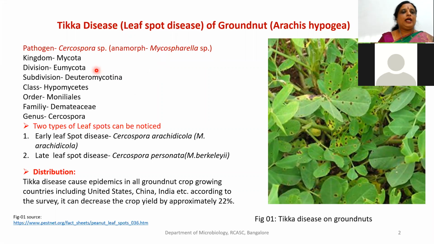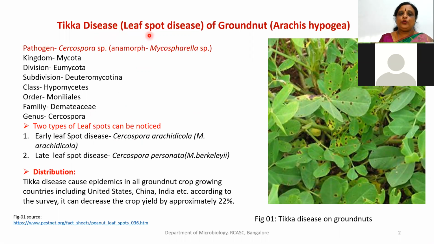So this Cercospora has been placed under the division Eumycota because they are true fungi, subdivision Deuteromycotina because they are imperfect fungi. Imperfect fungi in the sense they lack a perfect stage, that is, sexual reproduction is completely lacking. They belong to the class Hyphomycetes, order Moniliales, family Dematiaceae, and the genus of today's class is Cercospora. So this is an organism, as I was mentioning, that causes a disease called leaf spot, which is commonly called Tikka disease.